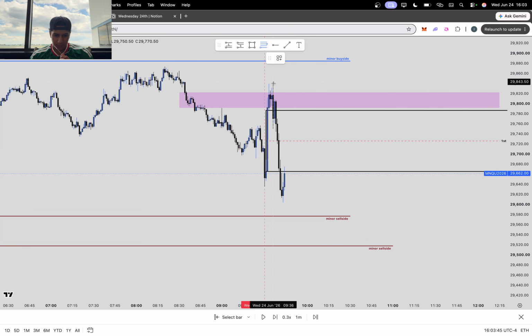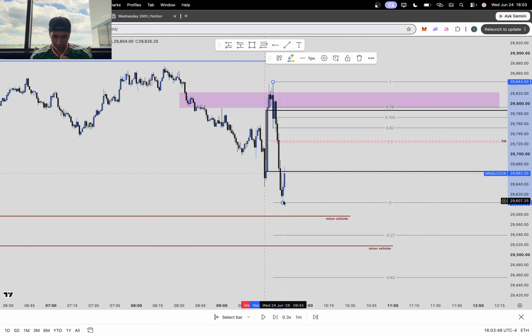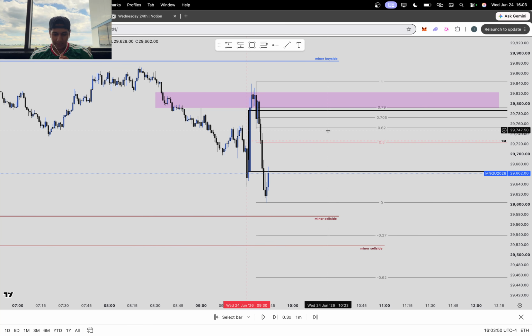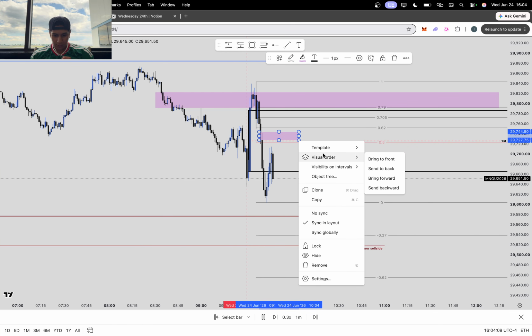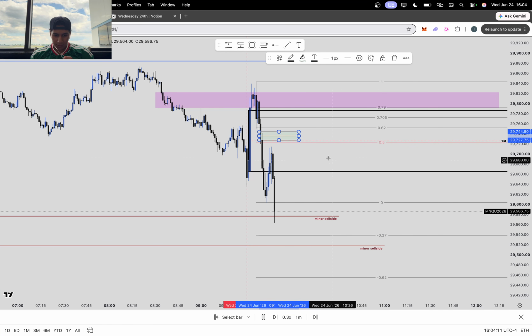So what I did was I drew out OTE, optimal trade entry, and I was like, if we're going to flip back down to take out sell side, we're going to respect these levels right here. And what do I also know? I know this 1 minute fair value gap.